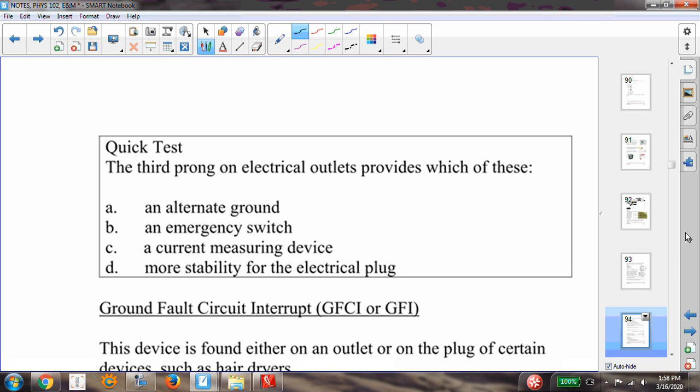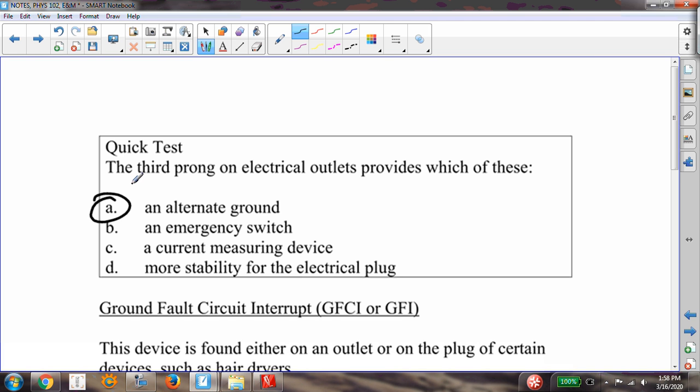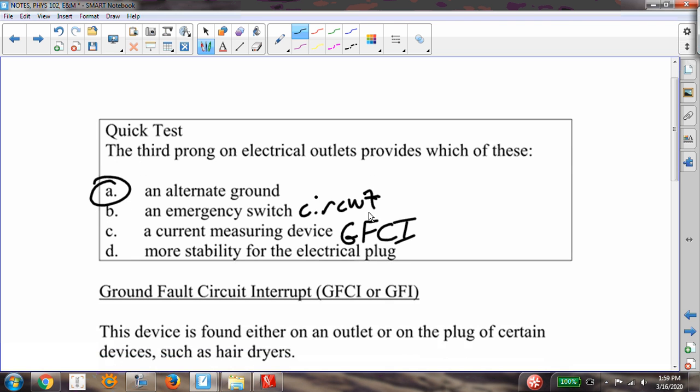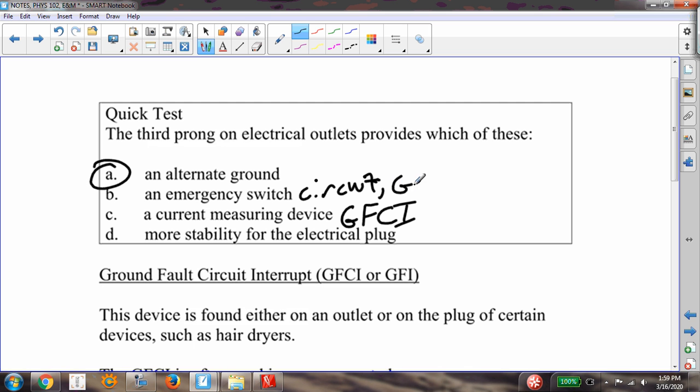The third prong on electrical outlets provides which of these? The third prong on electrical outlets provides an alternate ground. Okay, it's not a current measuring device. That would be a GFCI, actually. That is a device that measures current. It's not an emergency switch. That would actually be a circuit breaker. It's a switch that turns off in an emergency when your current is exceeding, or that could also be a GFCI too. That's also an emergency switch. It's just sort of the criterion is different. More stability, that's not really a thing.